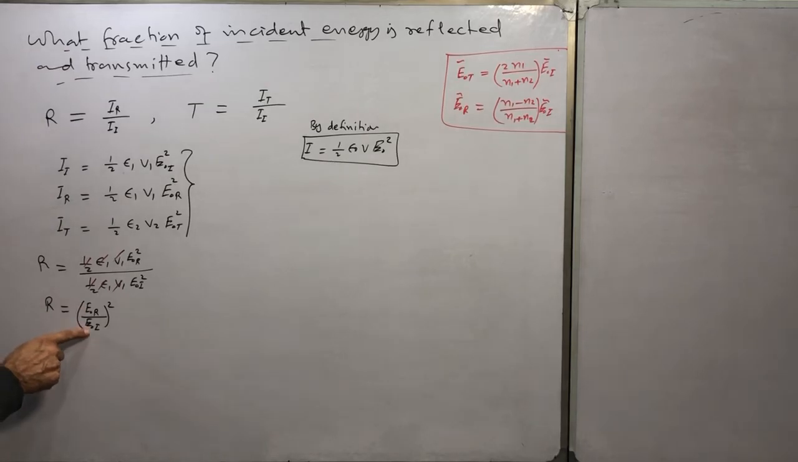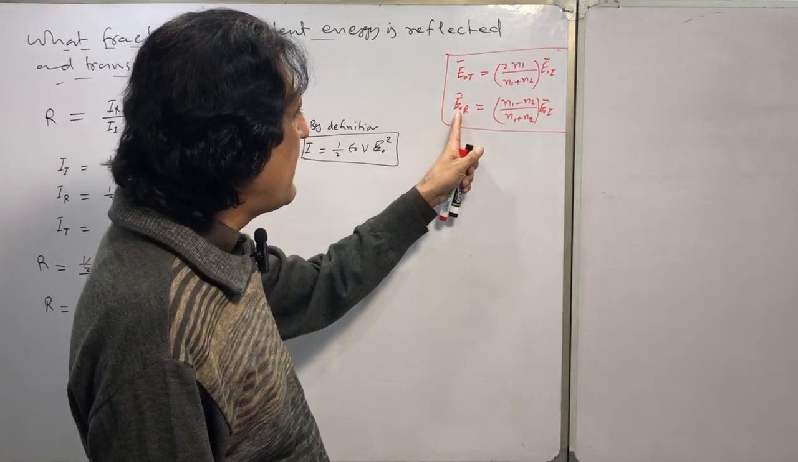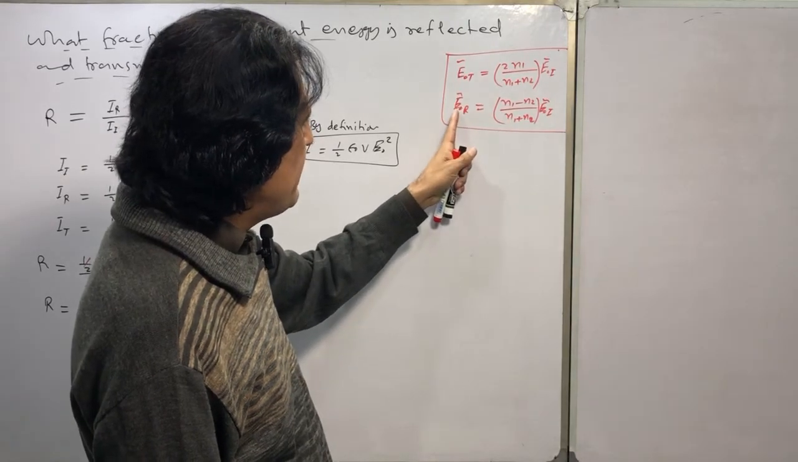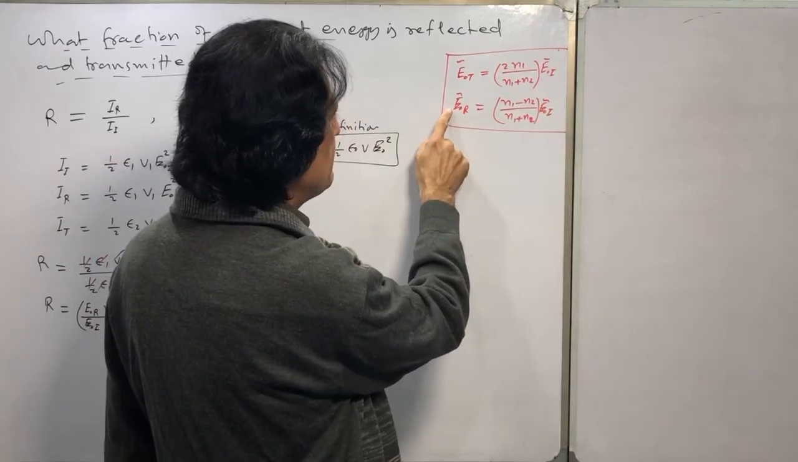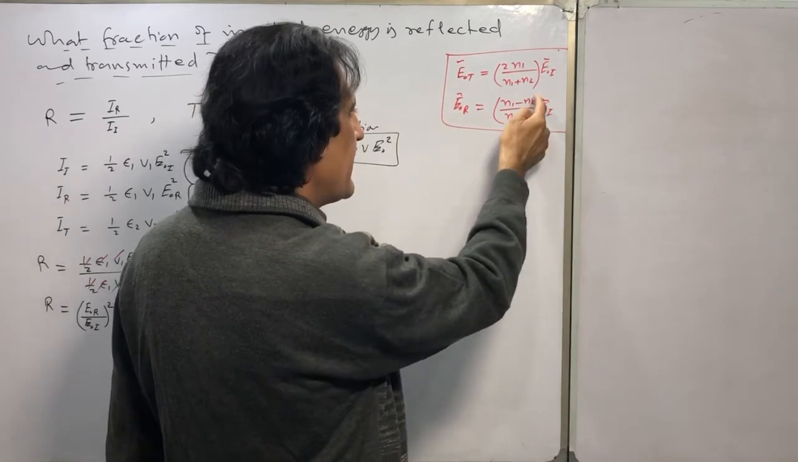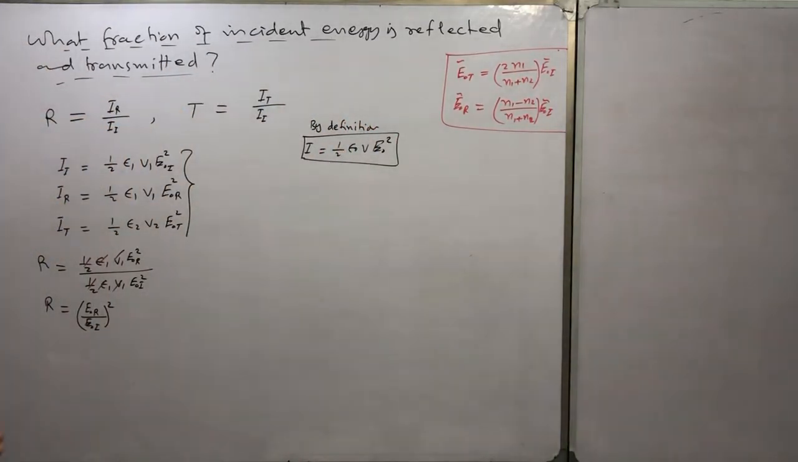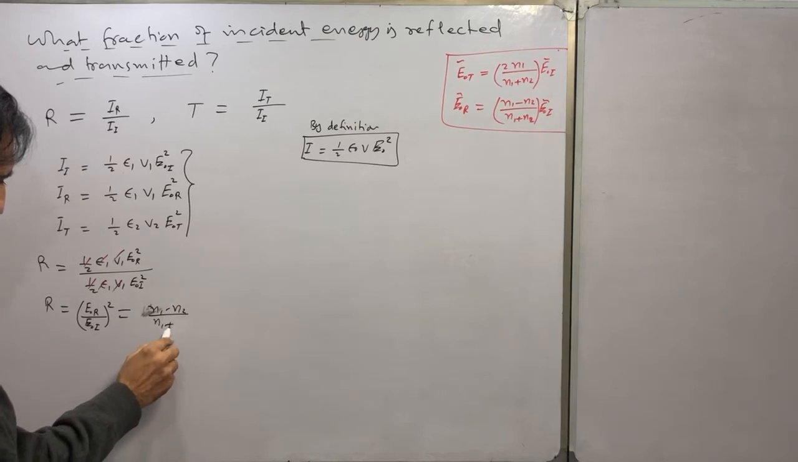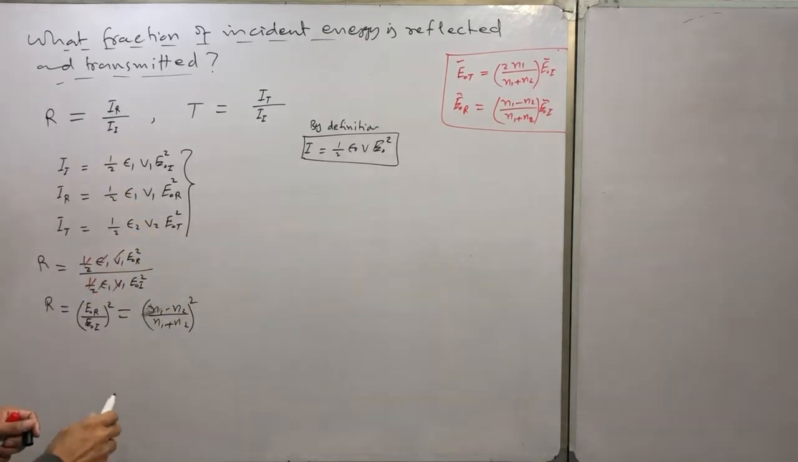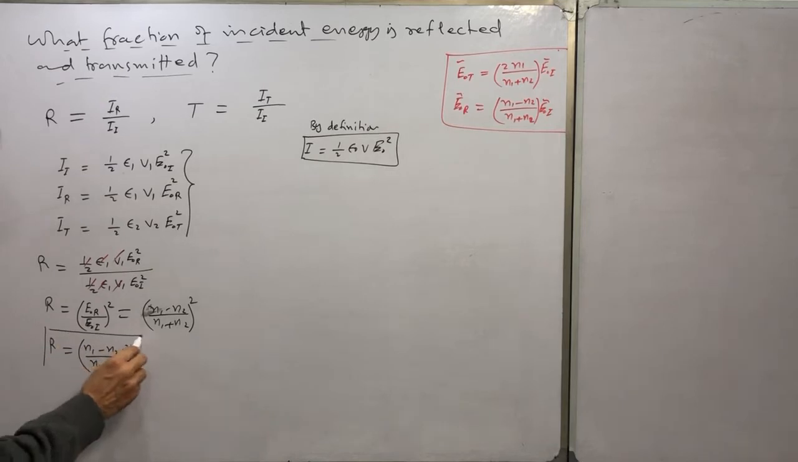Now, what is E naught R and what is E naught I? We are looking to find out the value of E naught R from this equation. If I move this E naught I from this side to the left side, then this will become E naught R divided by E naught I, and we will have N1 minus N2 divided by N1 plus N2. Then we have N1 minus N2 over N1 plus N2 whole square. And finally, this R is equal to N1 minus N2 over N1 plus N2 whole square. And this is the reflection coefficient.